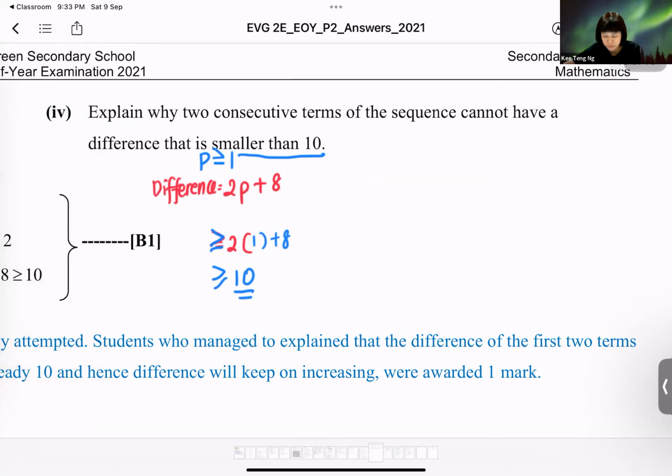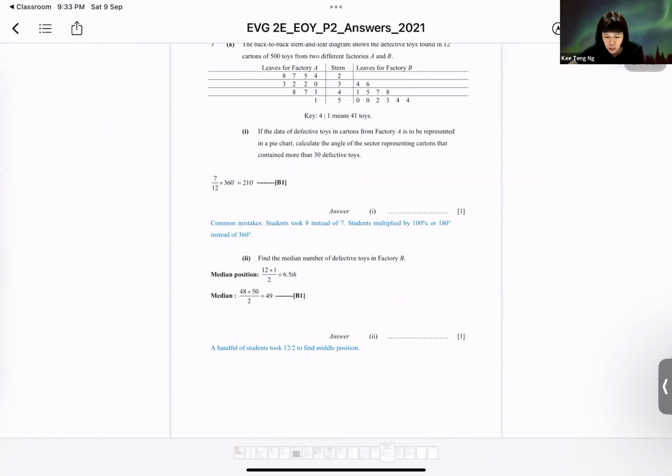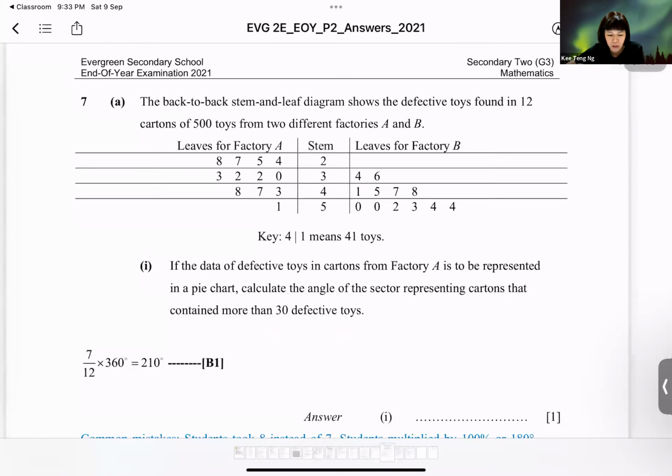Okay, have you gotten your answer? Next question. I think this is the last question already. Statistics.